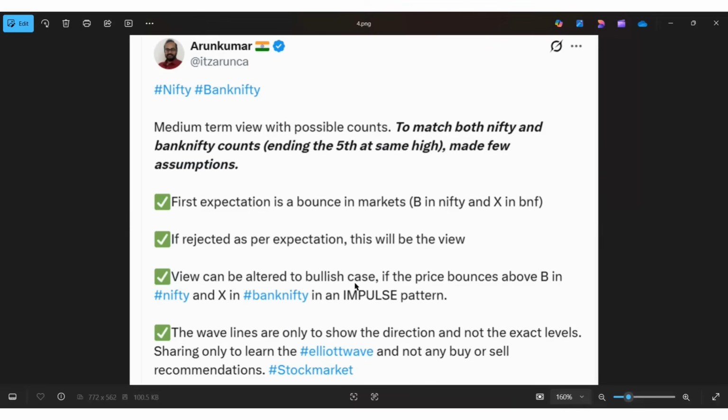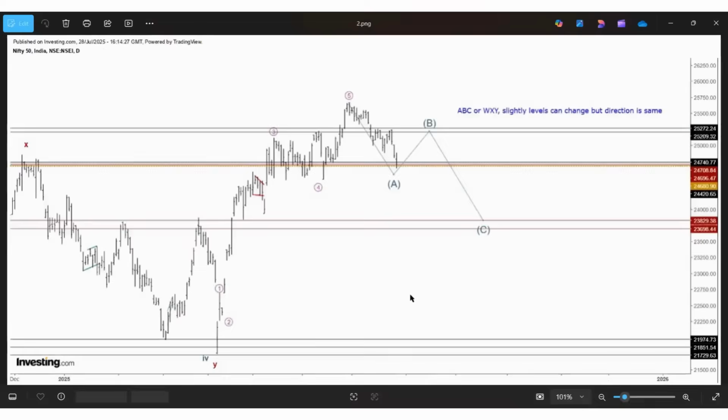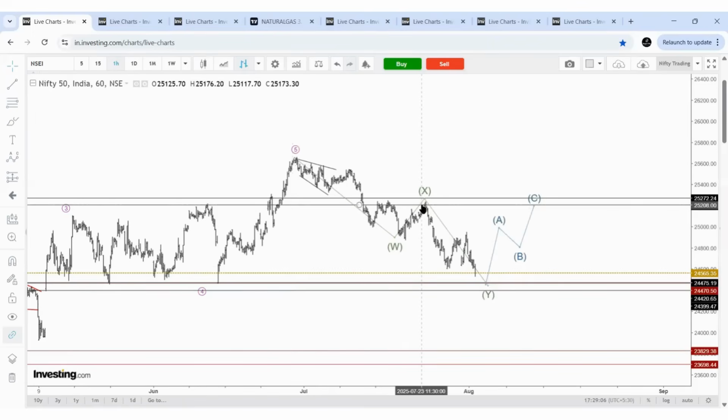The view can be altered to a bullish case if the price bounces above B in Nifty and X in Banknifty in an impulse pattern. See, since I can mark this as a 3 wave, there are chances for the end of the correction, and it is only an alternate view, not the primary view. But for that also the price needs to cross this point. So in all situations, the price needs to bounce from here. That's the understanding. So based on the price reaction here, there is a chance for new highs also, a new impulse also, but that is my alternate view only, not the primary view.